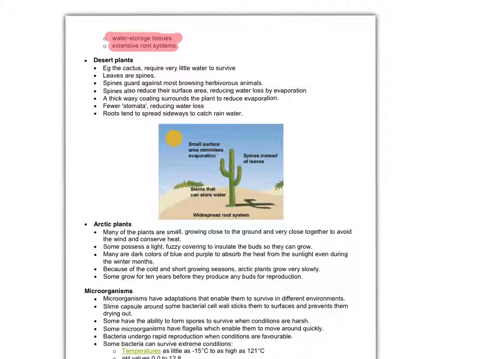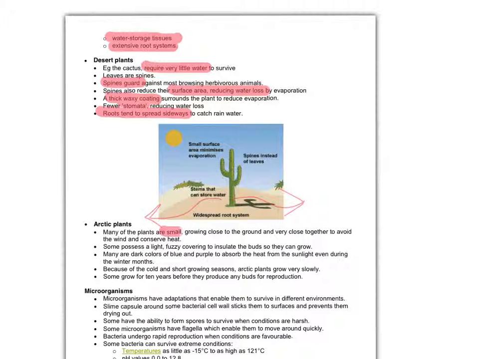Again, looking at the dry and Arctic plants, in the desert, cactuses, for example, require very little water to survive. The spines act as a defense against any predators, any animals, and they also have a smaller surface area which reduces water loss. Another thing that reduces water loss is a thick waxy coating, and they have fewer stomata, the part of the plant where water is lost from. We also mentioned the extensive root systems. The roots in a cactus tend to spread sideways, so they will spread out and be able to collect water more easily.